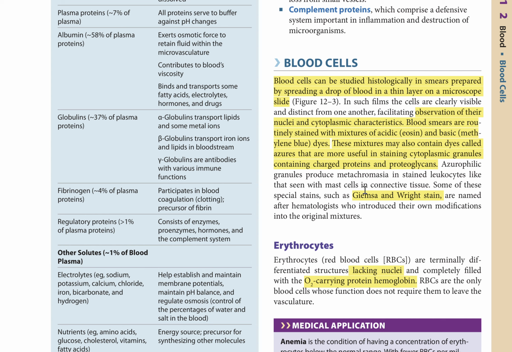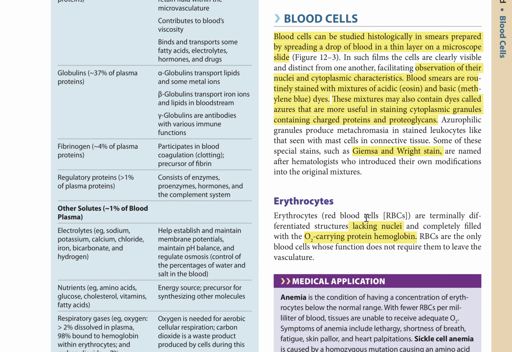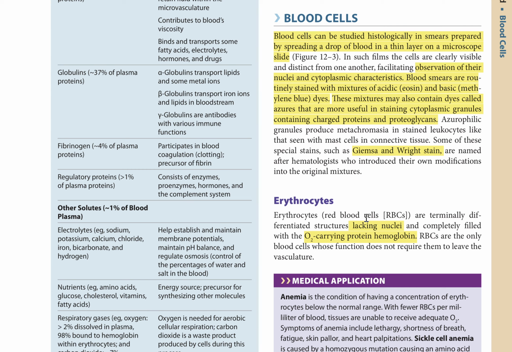Some of these special stains, such as Giemsa and Wright stain, are named after hematologists who introduced their own modification into the original mixture. So basically, these are the two stains that are also used to study the blood cells, and some of them are modified by a few histologists.